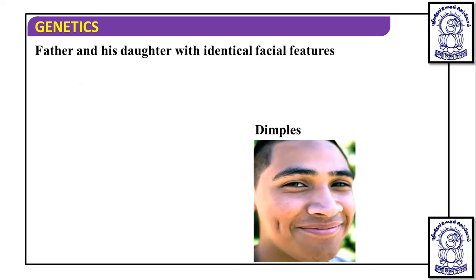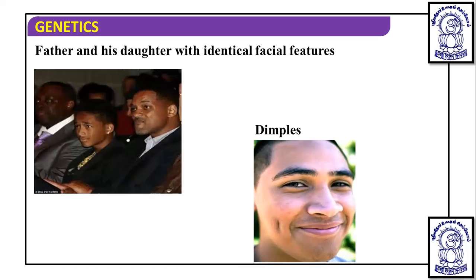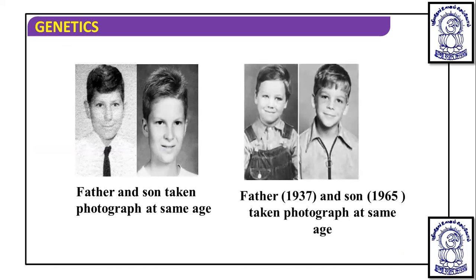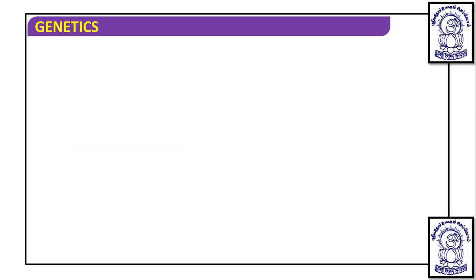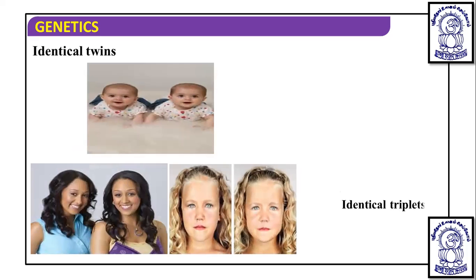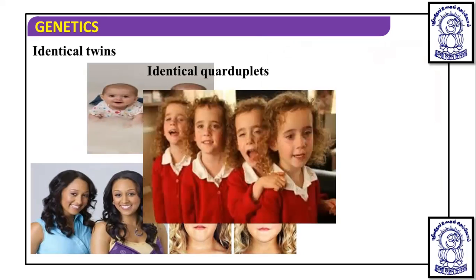Okay, then father and his daughter with identical facial features. See, father and daughter are showing the same features, identical features. Father and son, taken in a photograph at the same age, show similar characteristics. Father in 1937 and the son in 1965, photographed at the same age, show some similar features. Identical twins are also due to genetics. Identical triplets and identical quadruplets are also due to genetics. So these are examples for which genetics is responsible.